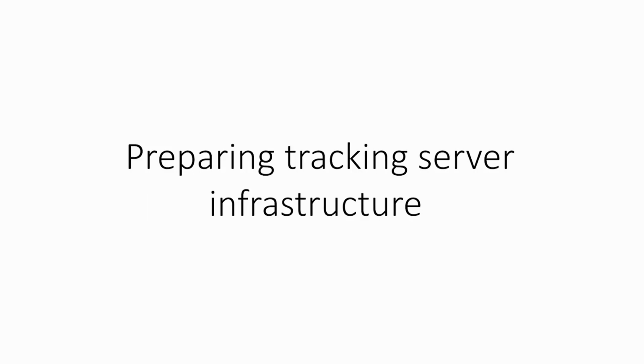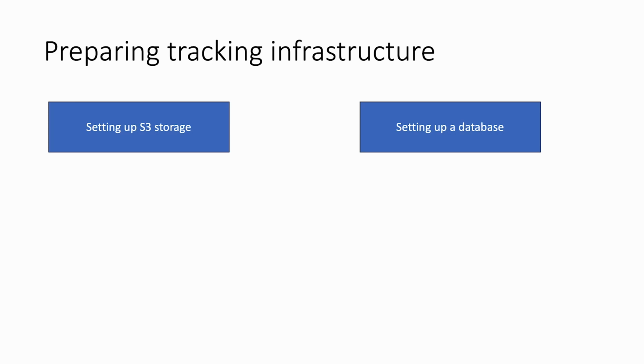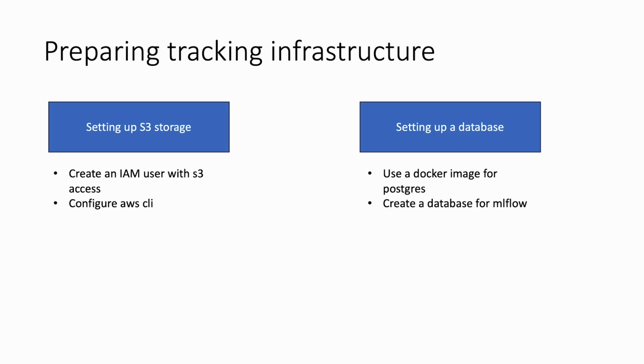Let's see how we will configure a tracking server. We will need to provision S3 storage for artifacts and Postgres server for metric storage. For S3 storage, we will create an IAM role with relevant S3 permissions and configure our AWS CLI. For the database, I will not install Postgres but will rather run a Docker image.